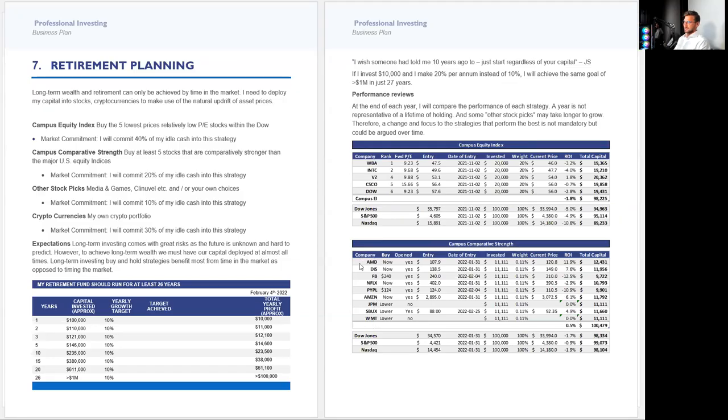And so this is why this may not be as objective and mechanical as the Campus Equity Index, because every year it may be a different list. And so it's very difficult. It requires a high level of skill to do that. And so that's why you can see 40% idle cash versus 20% idle cash. Eventually, as you do your performance reviews, you may say, my comparative strength stocks have done so outrageously well, I will switch that. And if the data shows that, you can also do that.